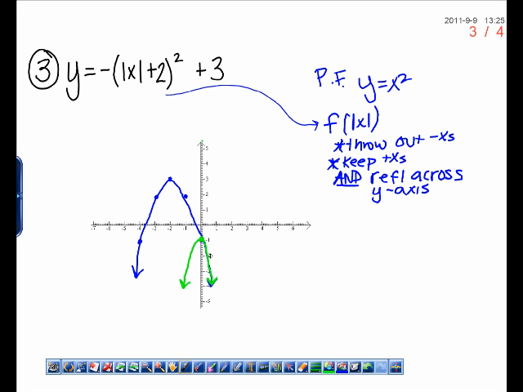Other questions? What do we do? We got rid of all these negative x's. Throw them out. You keep the positive x's, and then you take the positive x's and flip them over the y-axis. So your final graph is the positive x's and the reflection. All right, any other questions?